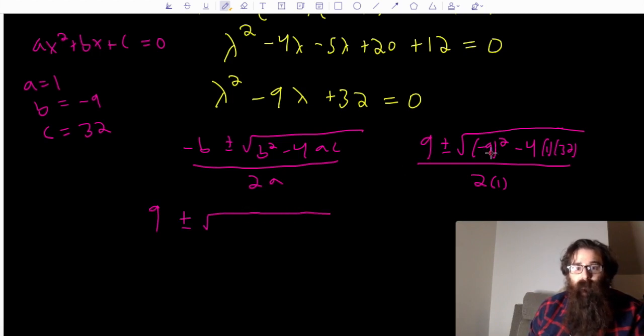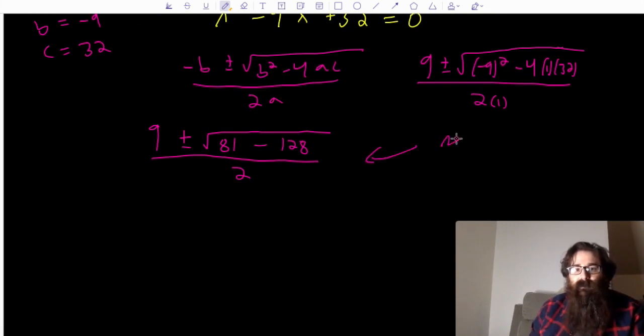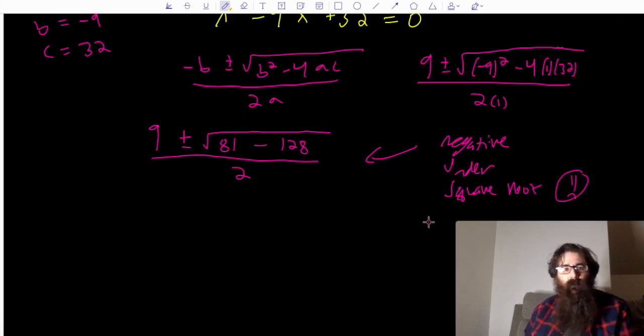9 plus or minus the square root of -9 times -9 is 81, minus 4 times 1 times 32. I like to think of 4 times 30 as 120, and 4 times 2 is 8, so that should be 128. And all divided by 2 times 1, which is 2, but I notice an issue right here. If I end up subtracting under that square root, this is the discriminant, then that's going to be negative. So here we'll say, uh-oh, negative under the radical, under the square root, sad face. I know this is no good.